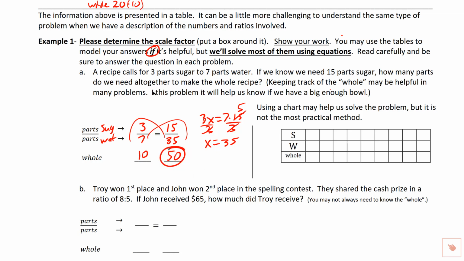So here's the answer to the problem. We need 50 parts altogether. That'll help us figure out whether or not we've got a big enough bowl to fit everything. And then it does say we want to figure out what the scale factor is. So let's come back and figure that out.